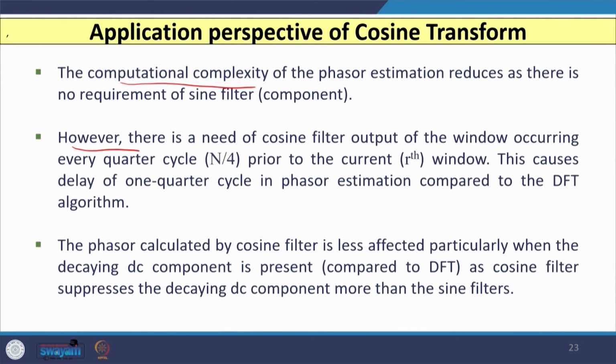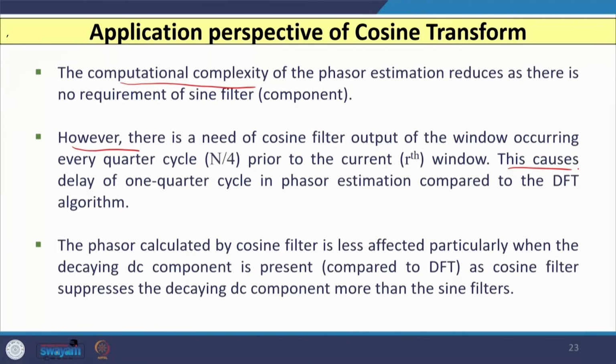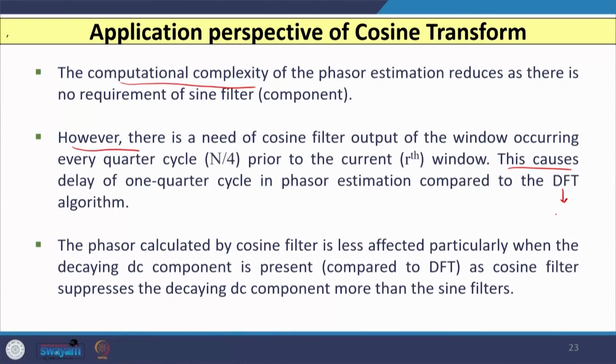As we need the samples of the cosine filter, that is the actual samples prior by n by 4 samples to the rth window, this is going to cause a delay of 1/4 cycle in phasor estimation compared to the DFT algorithm. So, if the DFT algorithm needs n samples in one cycle, the cosine transform needs n plus n by 4 samples for estimation of the phasor value. This is nothing but 5 n by 4.